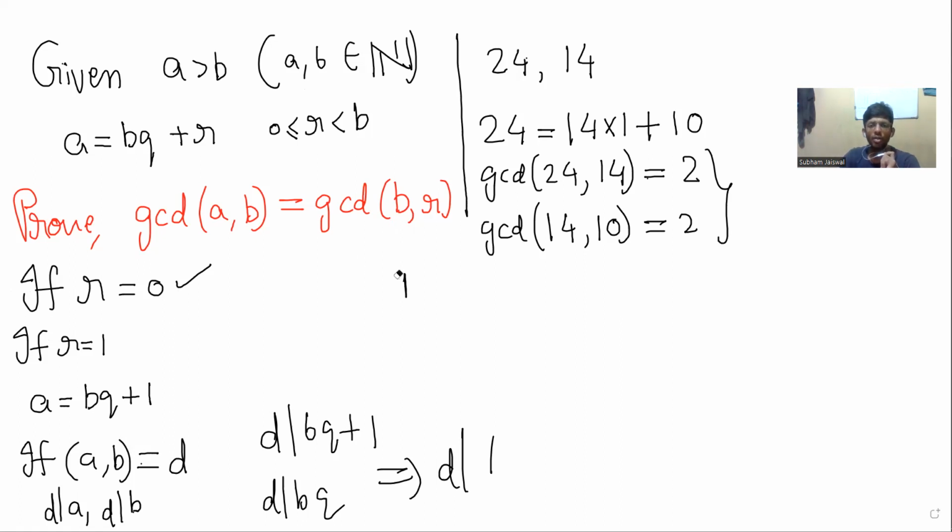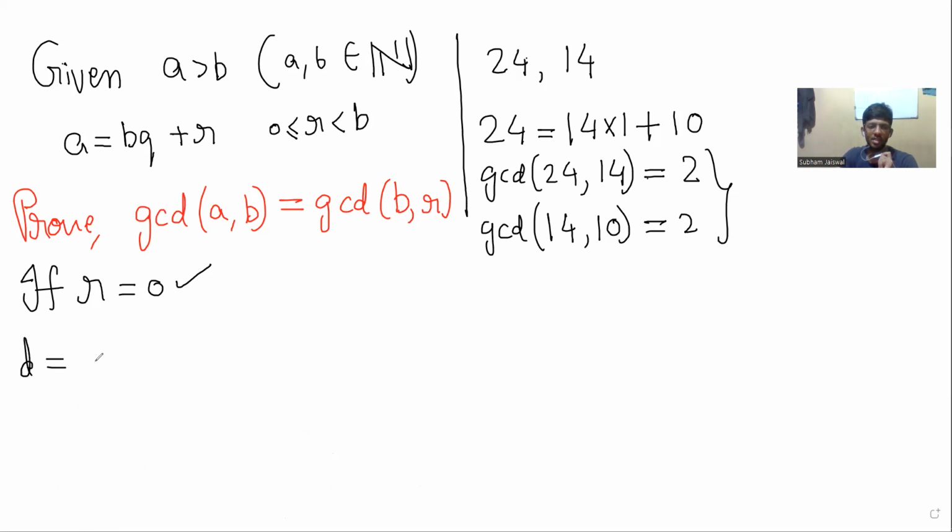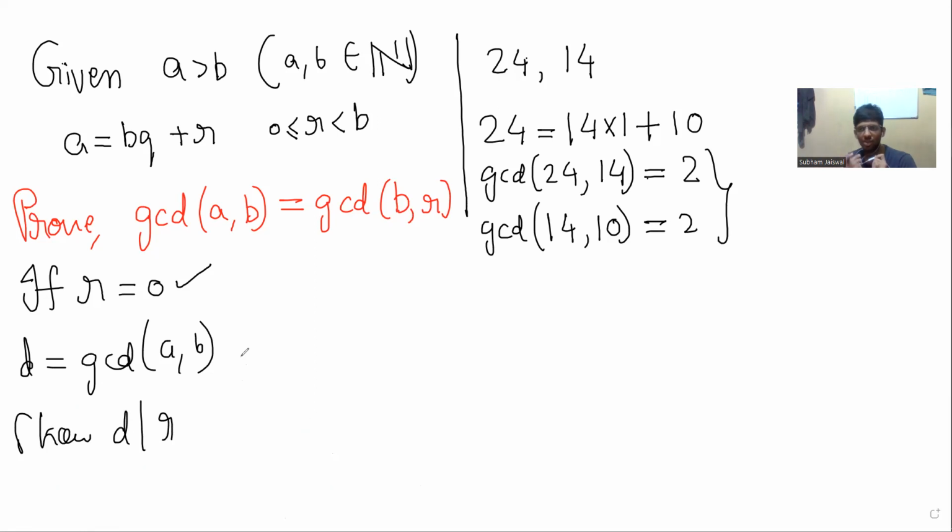Okay. Now, how do you do it in general? If you don't make any assumptions on R, that's homework. The same thing, you take D as the GCD of A and B. So you say, let D be the GCD of A and B, and then you assume this, and just like we have done, you show that D divides R. You show D divides 1, the same way you show D divides R, right? And then you show the reverse also.